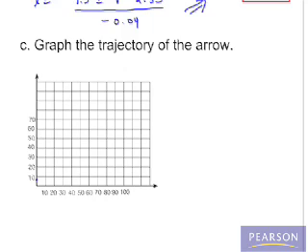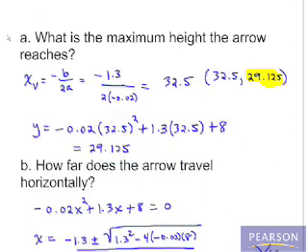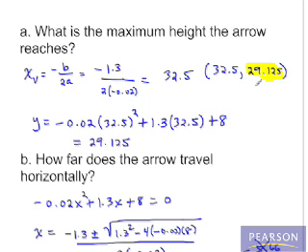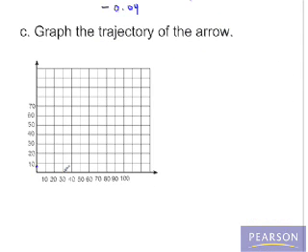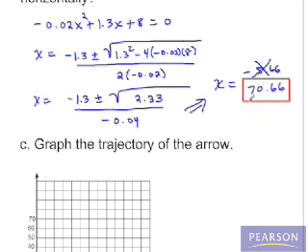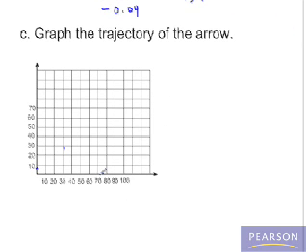And then as we travel horizontally, we know that the vertex occurs at (32.5, 29.125). So a little over 30 on the x-axis, not quite 30 on the y. So right about here would be the vertex of our parabola, and we know that it goes out 70 meters, roughly almost 71 meters, and it hits the ground. So a little over 70 is where the arrow would hit the ground. So our parabolic trajectory would look something like that.